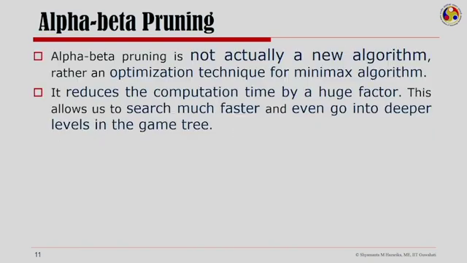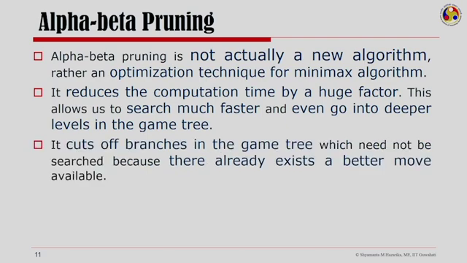Alpha beta pruning therefore reduces the computation time by a huge factor. This allows search to be much faster, and then we can even go deeper into the game tree. That is, if we had thought of only computing up to level 4, alpha beta pruning would allow us to compute to double that level. It cuts out branches in the game tree because these need not be searched. There already exists a better move.